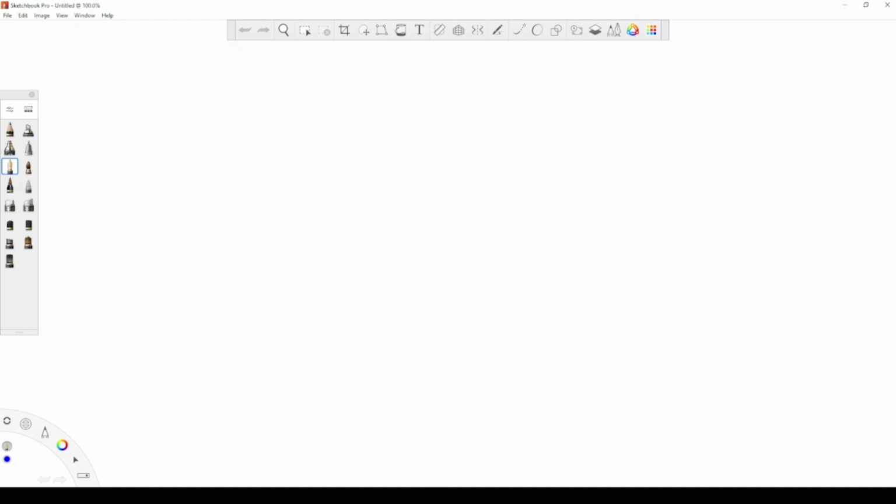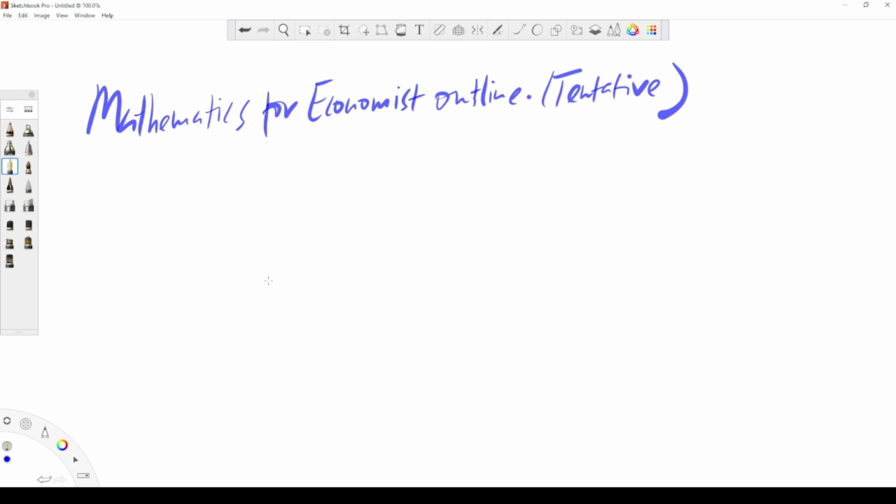Hello there. So today I want to discuss the mathematics for economists outline. This is going to be a tentative outline. Let's define what mathematics is. As you may know, mathematics is the study of numbers, structures, patterns, and change. It provides a logical framework for solving problems through quantitative reasoning.